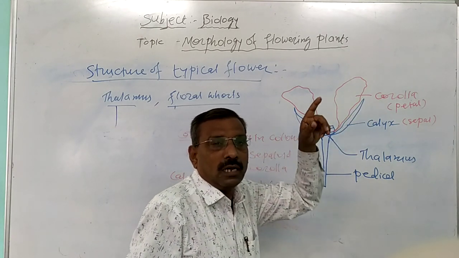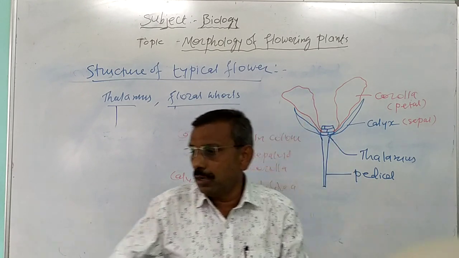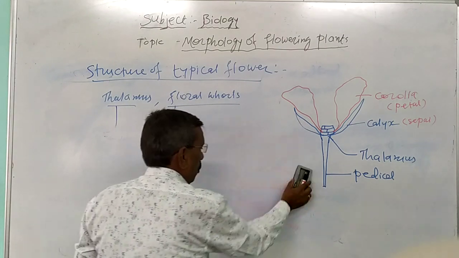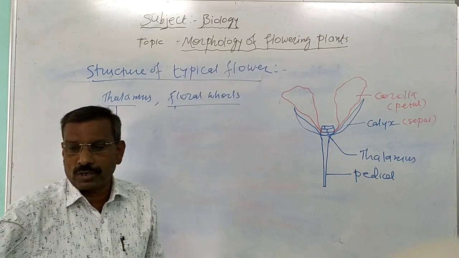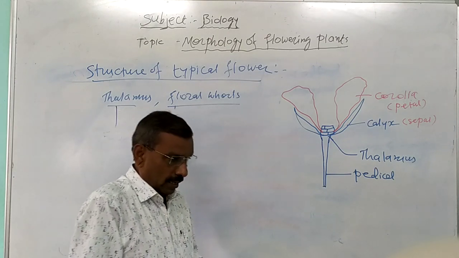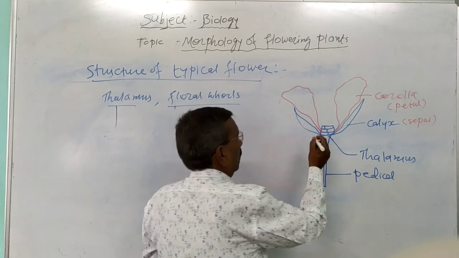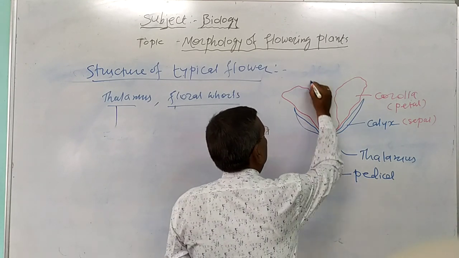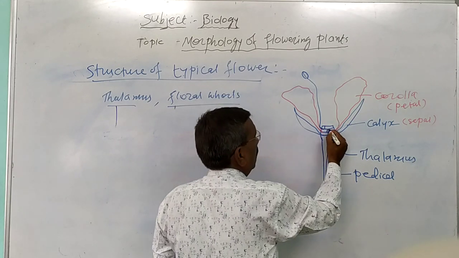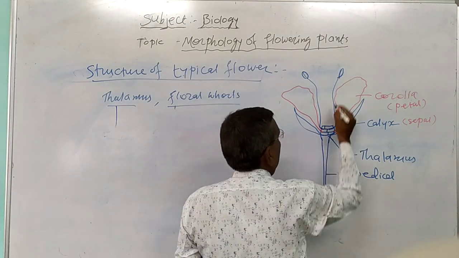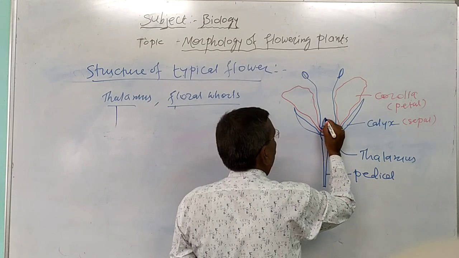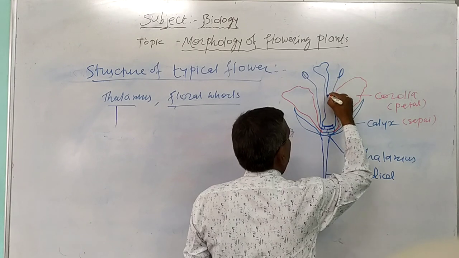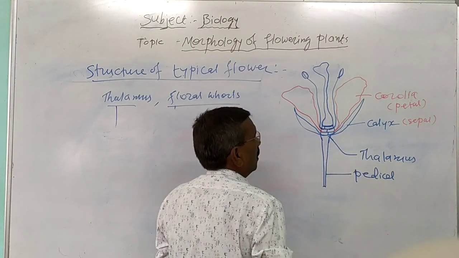Both whorls are not directly involved in sexual reproduction, and these whorls are known as non-essential whorls. Then next, from the third nodal region, a male reproductive whorl is produced. That male reproductive whorl is known as androecium. And from the fourth and innermost whorl, a female reproductive whorl is produced. That female reproductive whorl is known as gynoecium.